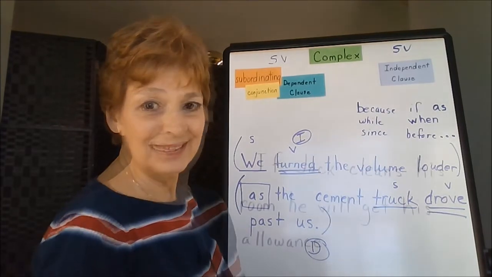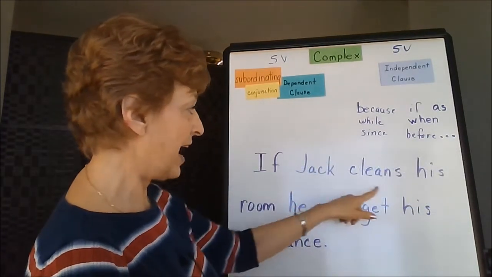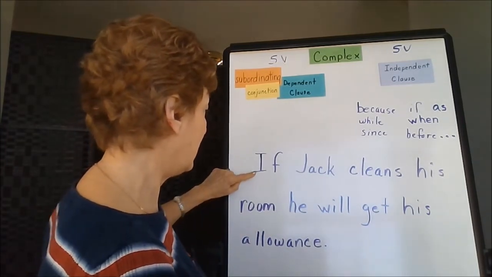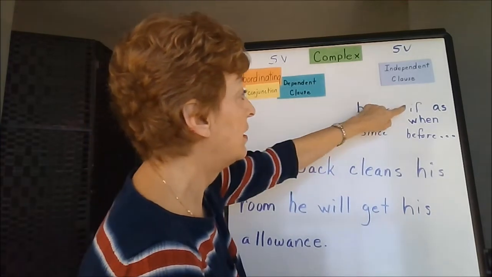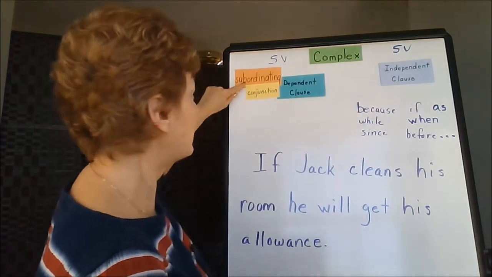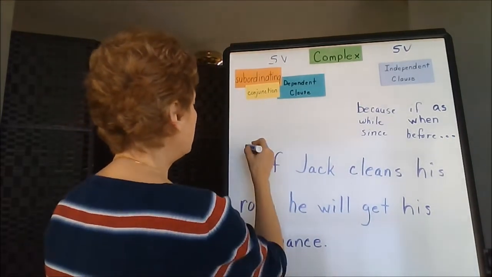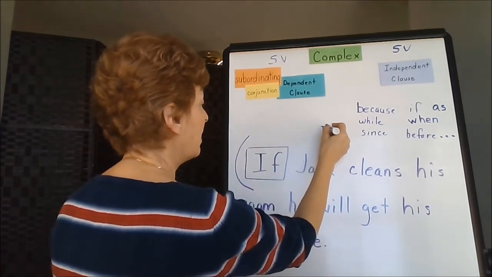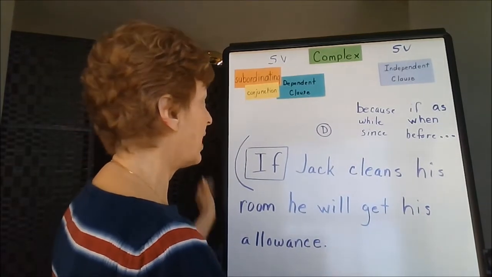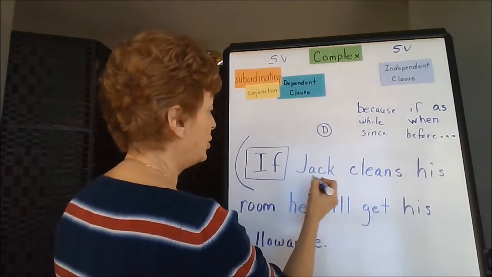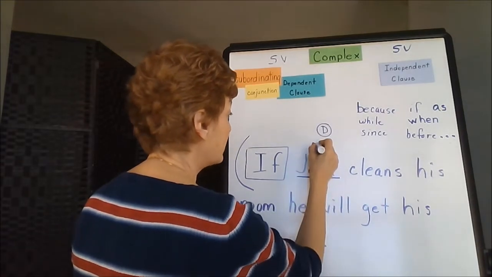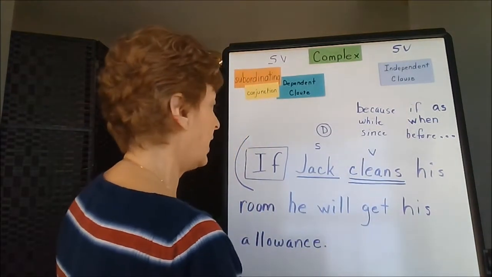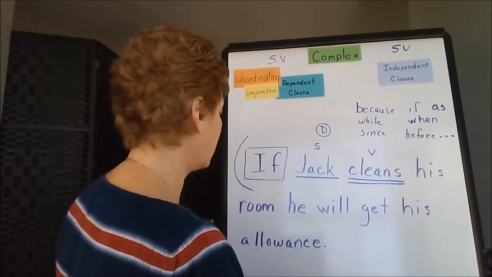How about a different example? In this sentence, we have, if Jack cleans his room, he will get his allowance. I began the sentence with if, which is a subordinate conjunction. As soon as you find the subordinate conjunction, you know you have the beginning of the dependent clause. The dependent clause needs a subject and verb. If Jack cleans, here we have Jack as the subject, and what's he doing? Cleans. If Jack cleans his room, he will get his allowance.